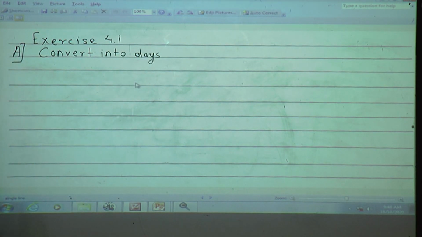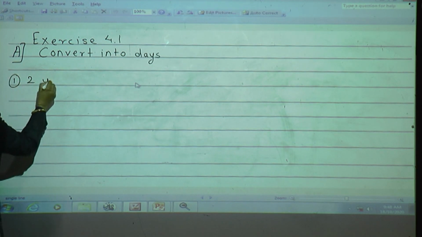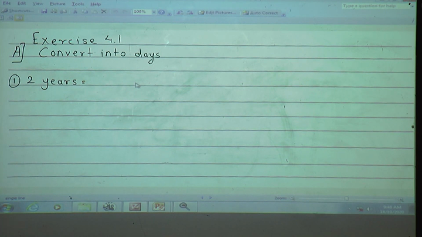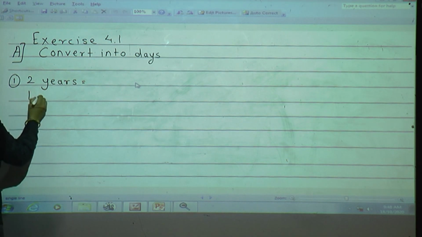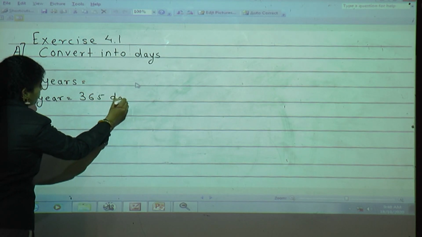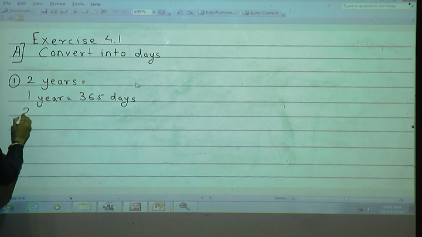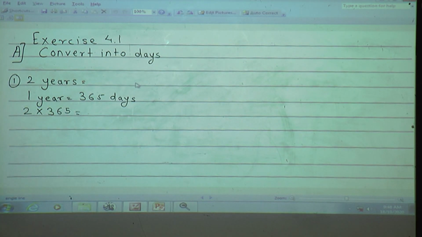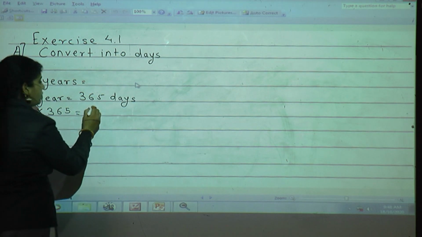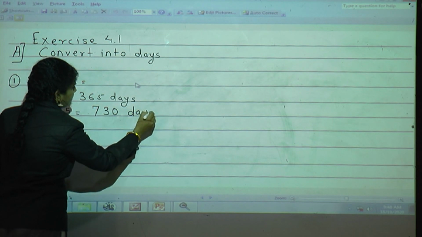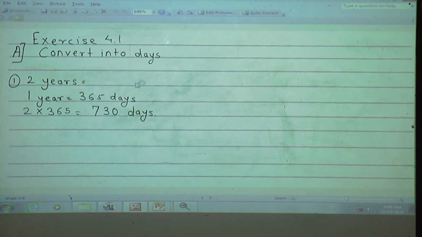Now first one, 2 years. So tell me, in 1 year how many days are there? Yes, in 1 year 365 days. So just multiply 2 by 365. Yes students, do multiplication. Yeah, so what is the answer? 730 days.